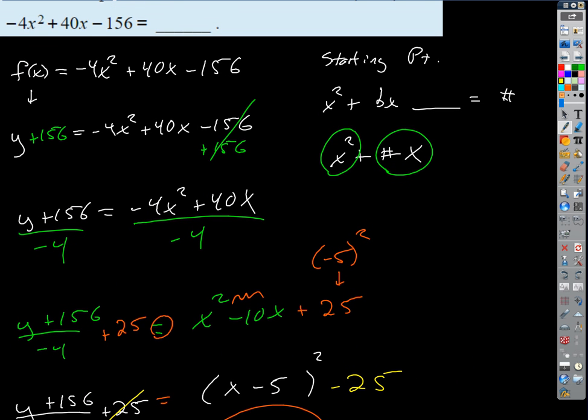All we had to do was make the right side look like x squared plus bx, right? And then the left side's going to be kind of a mess when we do that, right? But once we get the right side to look like x squared plus bx, we just complete the square. We add the right number to both sides to be able to complete the square, and then we just undo all the steps that we did to get the y by itself.